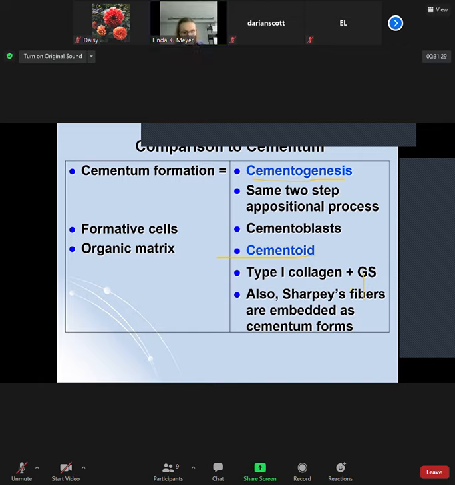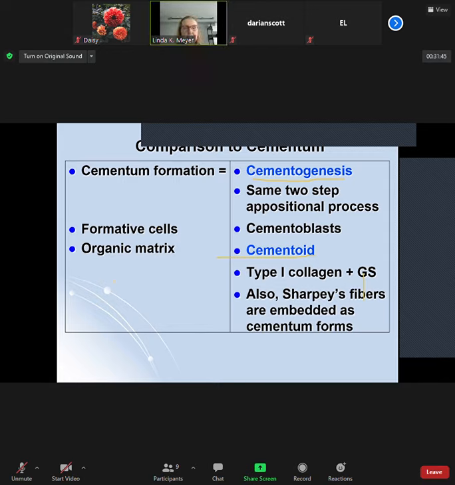I have a quick question. Sure. For the first chart with number 2, the inorganic component, is it the same for the cementum? Yes, it's the hydroxyapatite crystals. Okay, thank you. Sure.